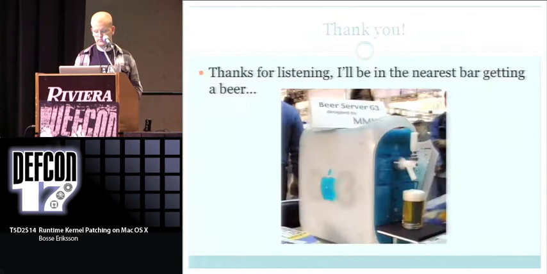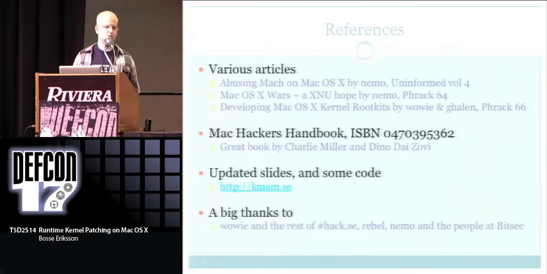And here's the other slides. Oh yeah, here. Articles on this subject, if you want to read up on it. You have Abusing Mach on Mach by Nemo, which talks about this a lot deeper, and the whole Mach XNU technology is a great paper. Mac OS X Wars, A New Hope by Nemo, Phrack 64. It's also a good paper on Mac OS X stuff. And Developing Mac OS X Kernel Rootkits by myself and Huawei. We talk a little bit about runtime kernel patching, but mostly about kernel extensions. So Mac Hacker's Handbook by Dino and Miller. It's a great book if you love OS X and hacking Macs.